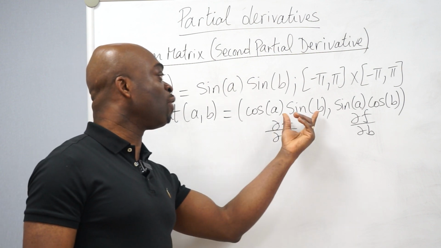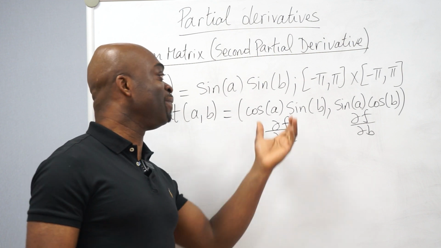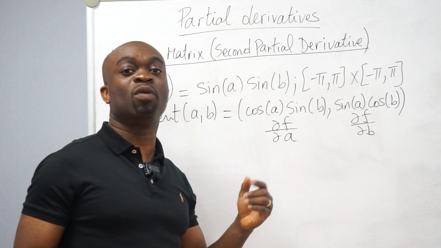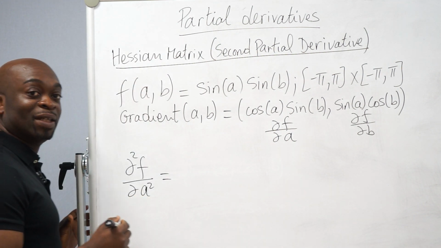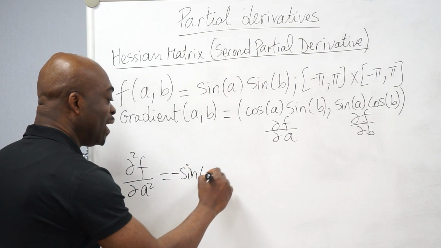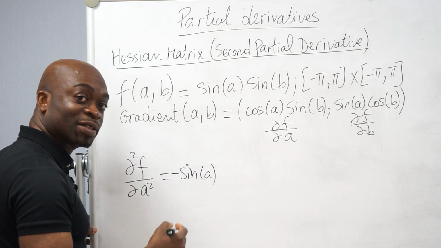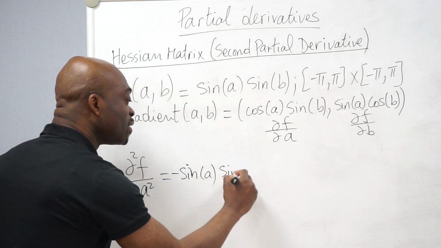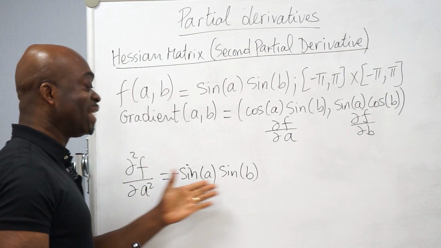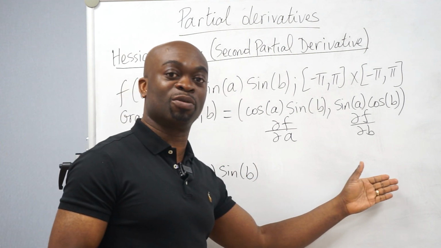Correct? And then what are we going to do with the sine of b? Sine of b becomes now a constant. And again, because it's a multiplication between the two of them, we will keep the sine of b the way it is. So what does that mean? That means we're having that negative sine of a. Then we bring down the sine of b because that now is a constant. So we keep it as it is. And that's it for this one. Okay?